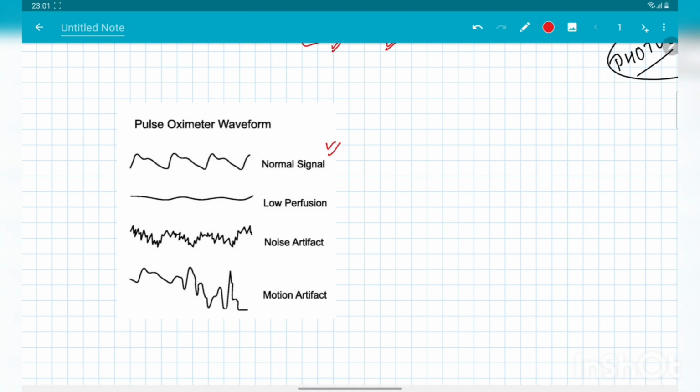This is the normal signal. As you know, this is basically the dicrotic notch that we can see, the type of pulse waveform that we normally see. So this is the normal signal over this plethysmography.